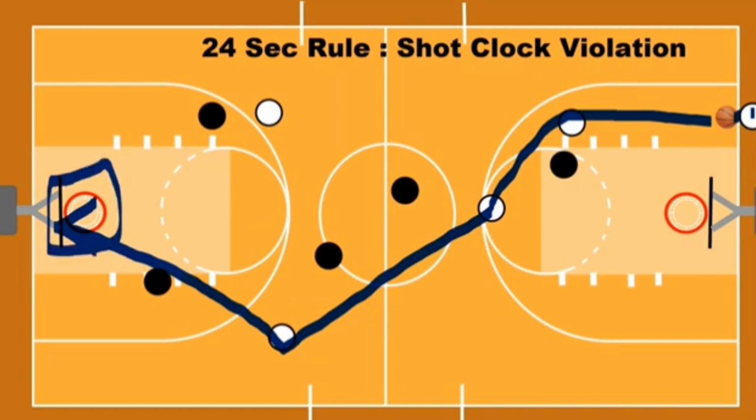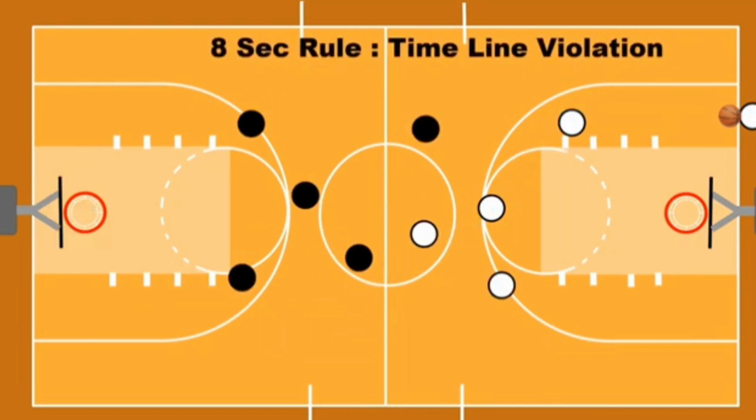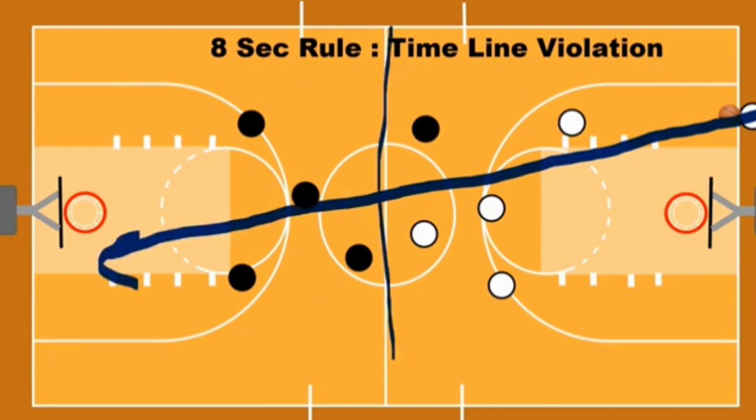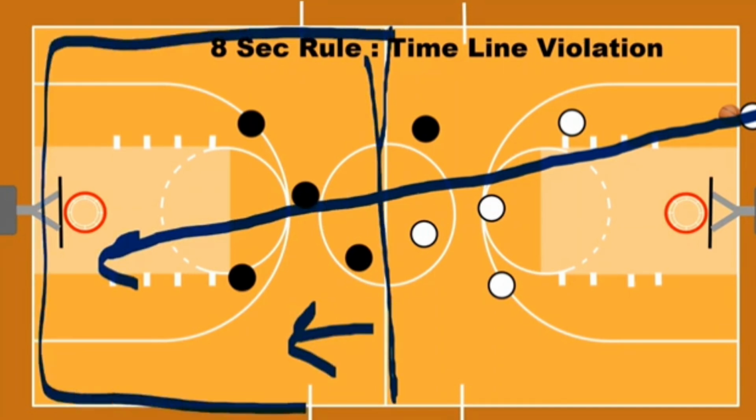The second is the 8-second rule. The white team is coming this way, and if the white team does not reach this half of the court in 8 seconds, then it will be an 8-second rule violation. In that case, also, the ball will go to the black team.